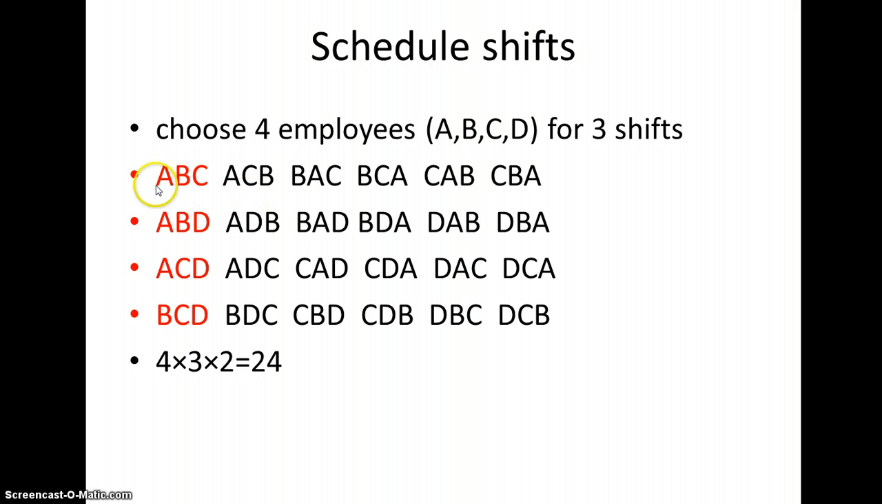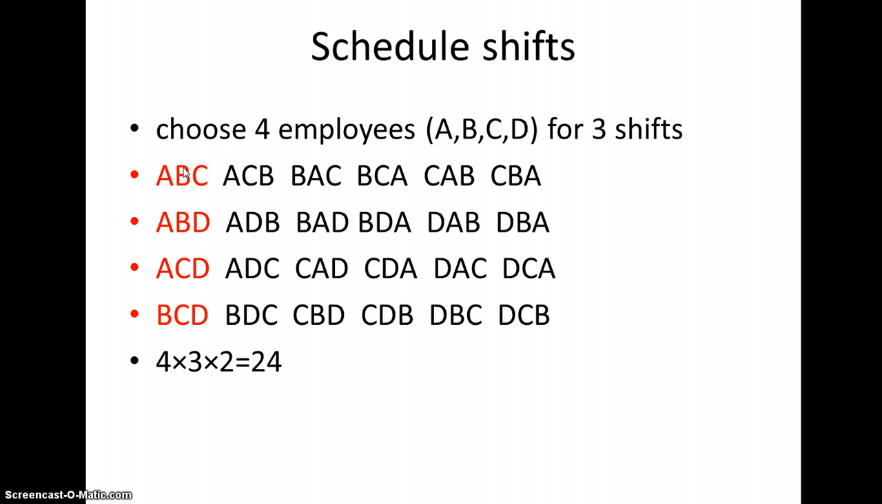So we can suppose we choose A, B, C to work, and we can schedule A in the morning, B in the afternoon, C in the evening. Or we can do A in the morning, C afternoon, B evening, or B morning, A afternoon, C evening, and so on. So you can see that we can change the orders of these 3 letters, and we can get 6 different ways for these 3 people, 6 different shift scheduling.